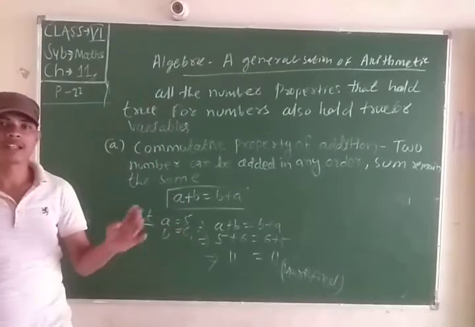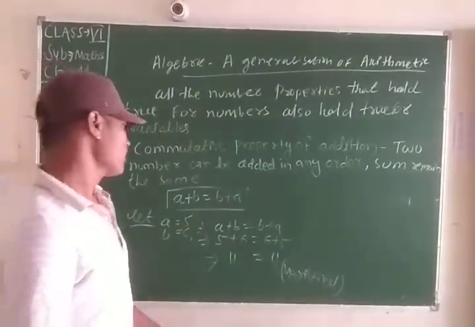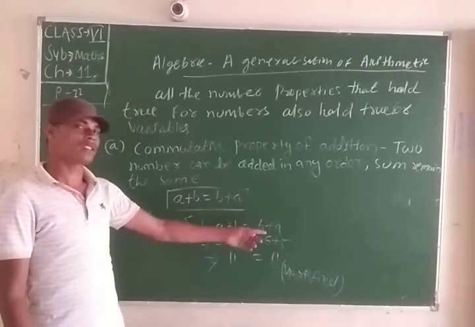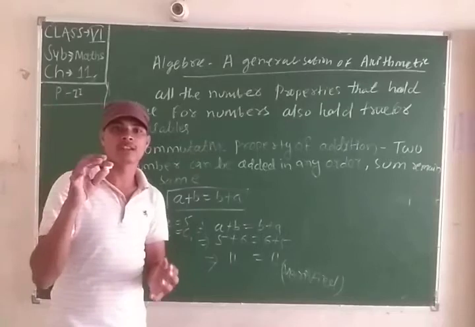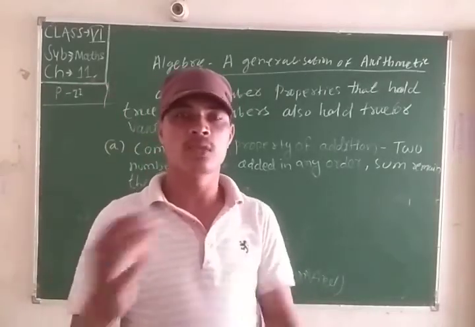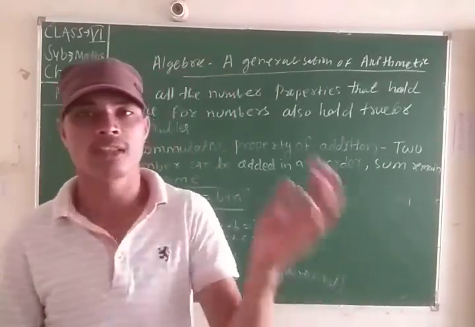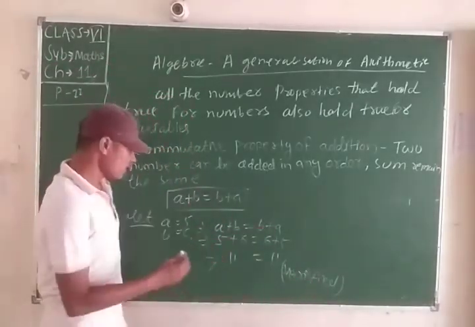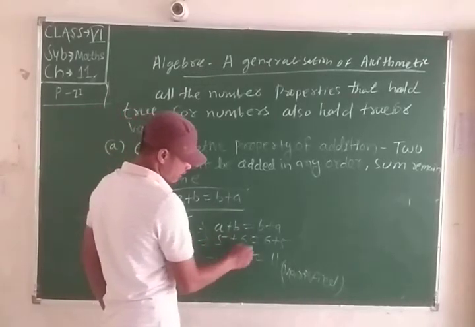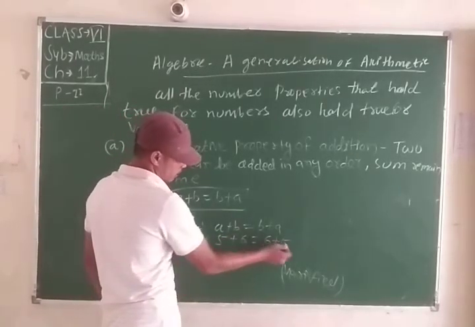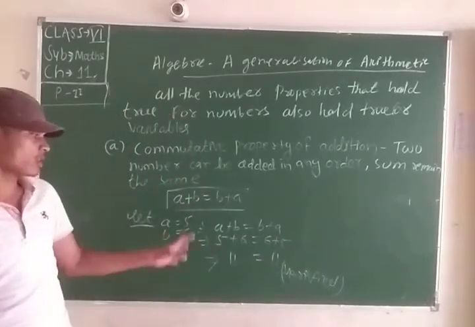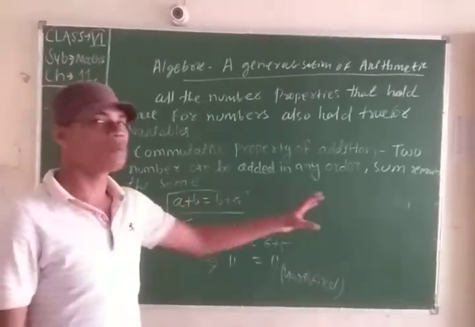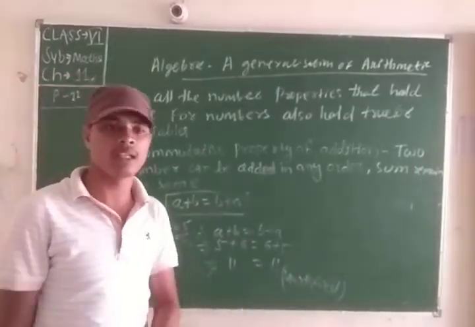What did you learn about the commutative property of addition? When we add numbers in any order, that means a plus b equals b plus a. Any order means changing the order: the first one is added with the second one, and the second one is added with the first one, and then the sum always remains the same. See here, 6 plus 5 equals 11, and 5 plus 6 equals 11. Their sum always remains the same, so the property is known as the commutative property. Clear about it? That is the commutative property of addition.